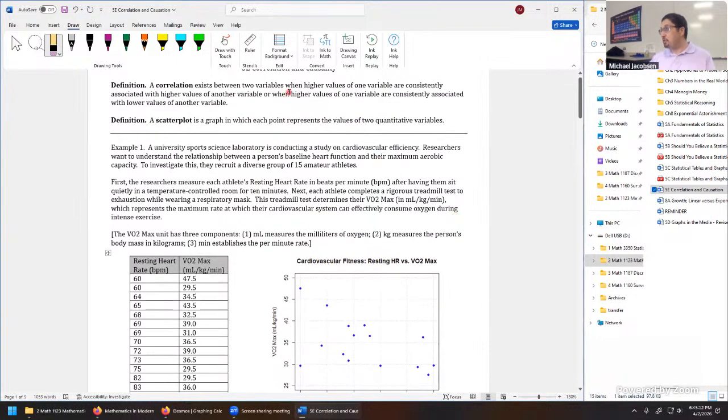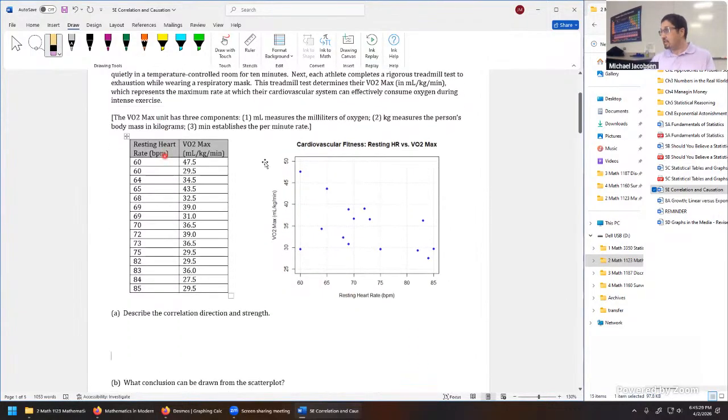So when we were talking about correlation, we were talking about a correlation between two variables. If one variable increases and consistently the other variable will increase, or when one variable increases and consistently the other variable decreases. So would you all say, when you see this graph, does it look like correlation to you?